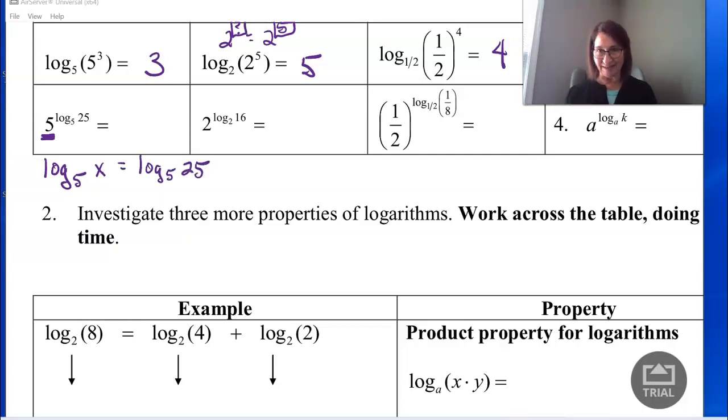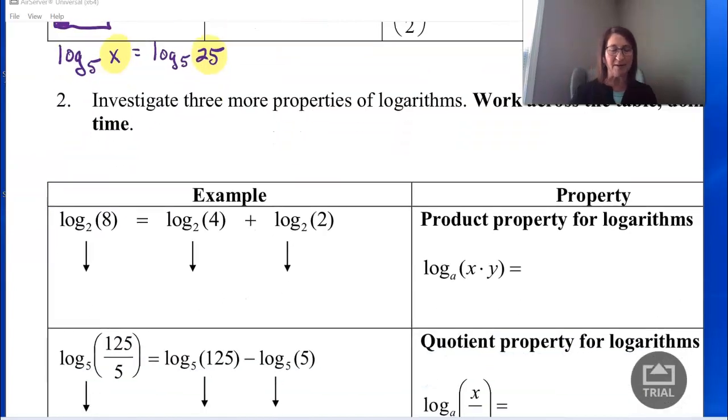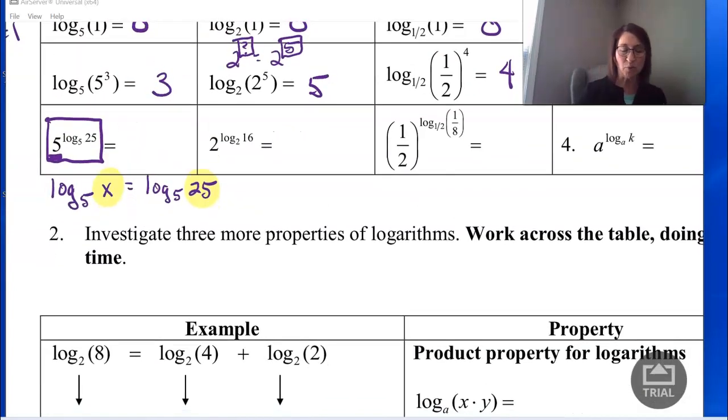Using the concept of equivalency, as long as our bases are the same, I've got a log base 5 on both sides of my equation. So that means my arguments must be equal to each other. This x has to be equal to 25. And so that means this exponent is going to get evaluated as 25.